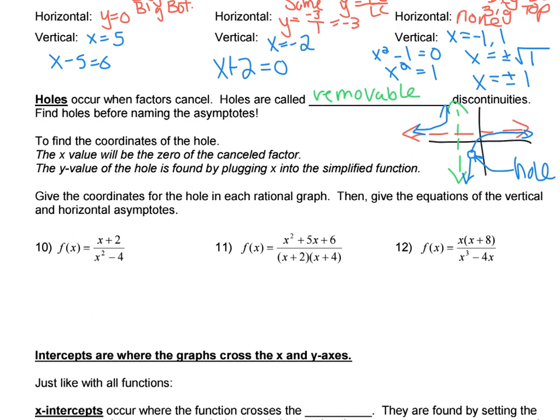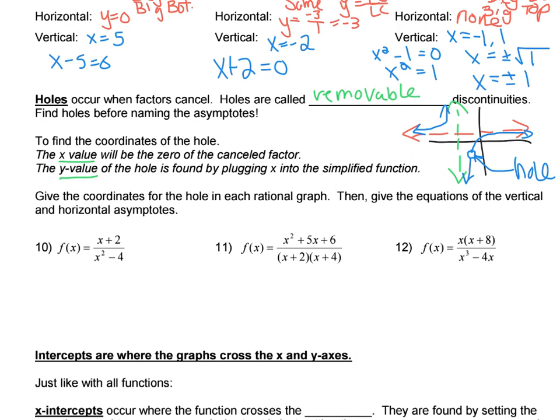So just like we took the factor for the vertical asymptote and set it equal to 0, we'll do that for holes, but it's only from the canceled factor. And then we also have to find the y value. So we need both an x and a y value for a hole. And to find y values, you just plug in x values. So let's see this in action with 10, 11, and 12.